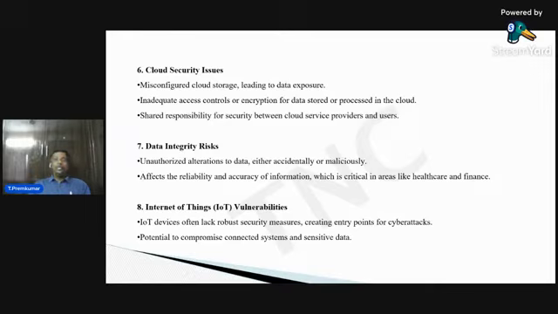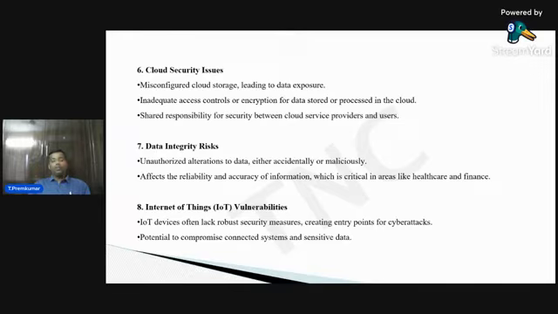In the case of data integrity risk, there are unauthorized alterations of the data, either accidental or malicious, which affect the reliability and accuracy of the information, which is critical in areas like the healthcare as well as the finance sectors.